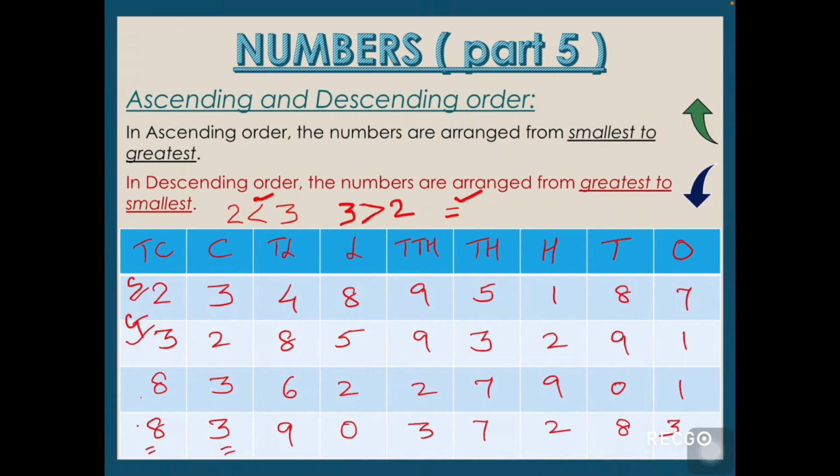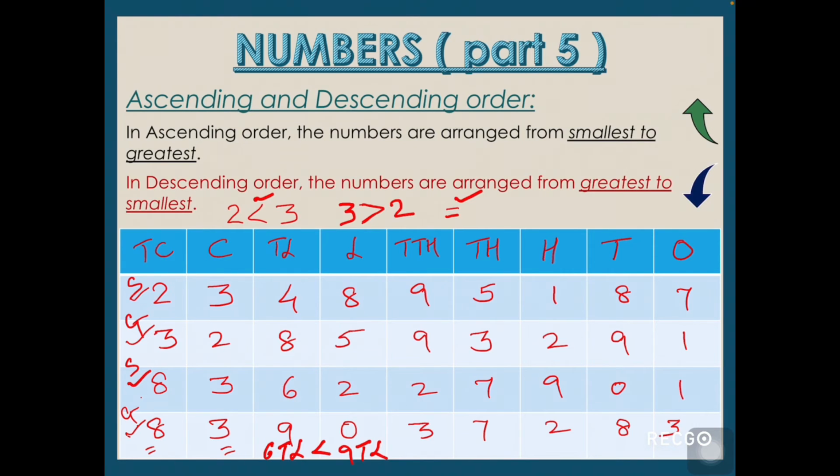Clear? So here you see 6 is not only 6, it is 6 lakh, that means 60 lakh, which is smaller than 9 lakh, that means 90 lakh. So obviously this number is smaller and this number is greater.